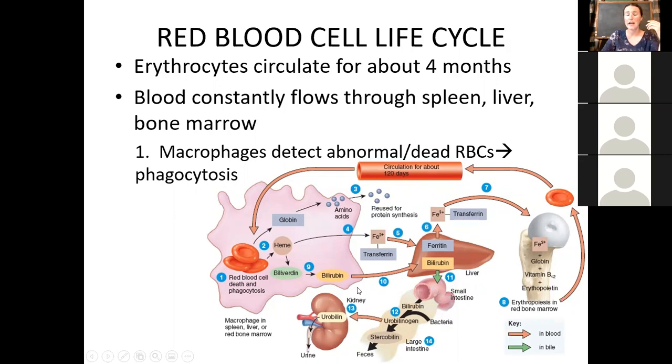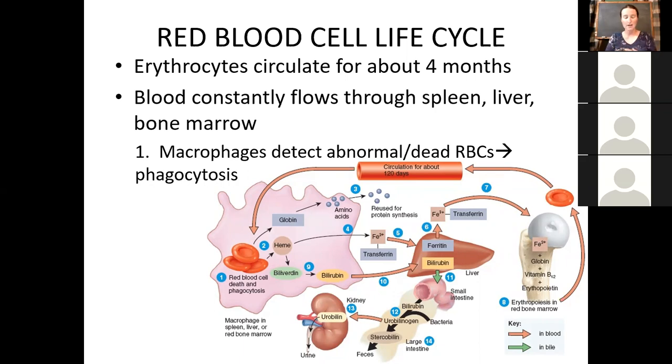This diagram down here shows how the blood flows through the bones, through the liver, through the kidneys as well, and here the spleen. While the blood is flowing through these different organs, some of them have this filtering capability. At this point, let's focus on the spleen, liver, and bone marrow. In these structures, we have cells called macrophages, macro for big, phage for eater. So these are big eaters.